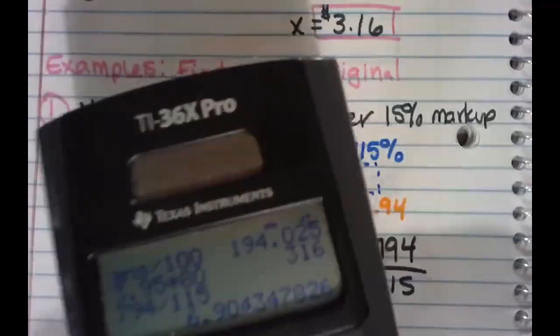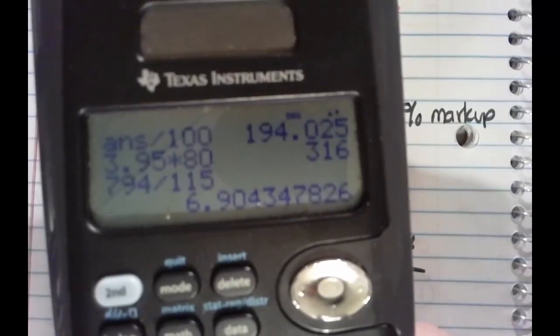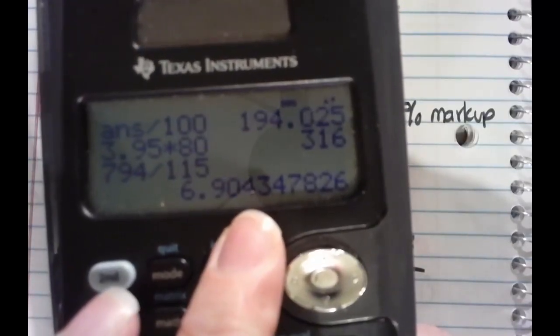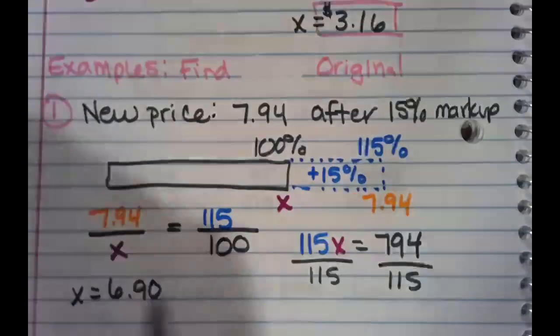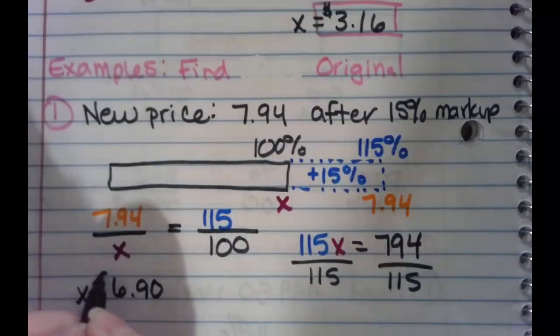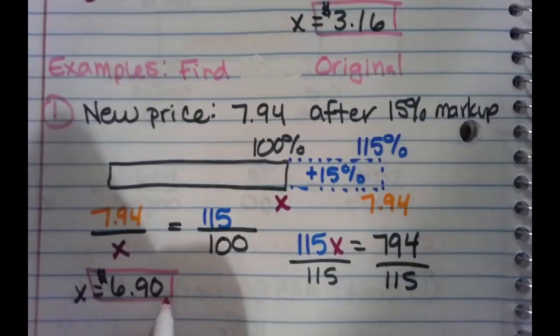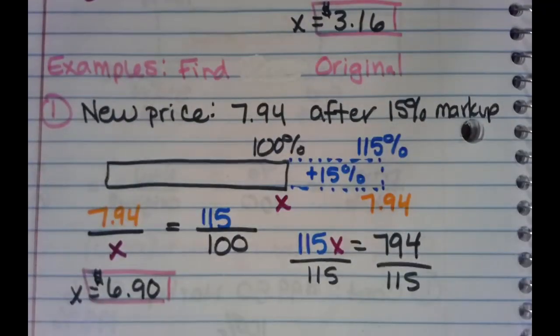And we get that x equals 6.90. And if you look at the calculator, we get these really strange numbers. But see how there's a 4 next? So we're just going to round, and since the 4 is less than 5, we don't round that up. So we're just going to do 6.90. So this originally cost $6.90. They marked it up 15% and ended at $7.94. Let's look at one more example.